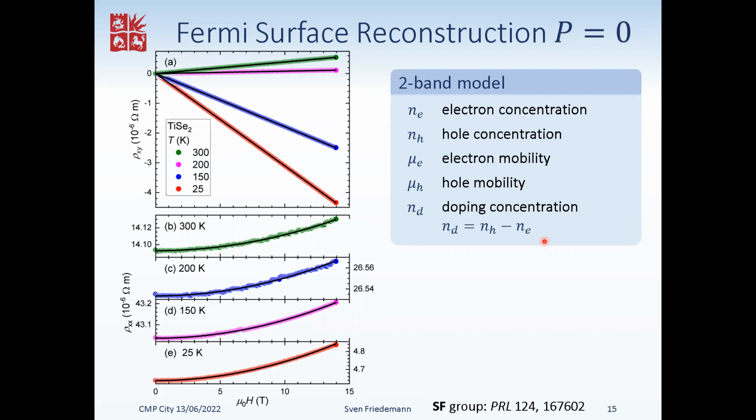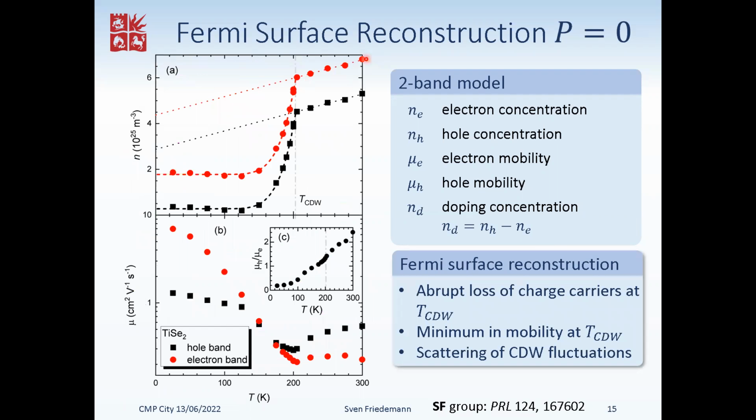The important result is that we can now follow the carrier concentrations and mobilities as a function of temperature. We observe them to be weakly temperature dependent above the charge density wave transition. This is simply associated with thermal occupation because it's very small pockets. So the Fermi energy is small, comparable to the temperature, and hence we get some thermal occupation already relevant up here. But then, most importantly, we get a very strong decrease at the charge density wave transition temperature in both electron and hole concentration.